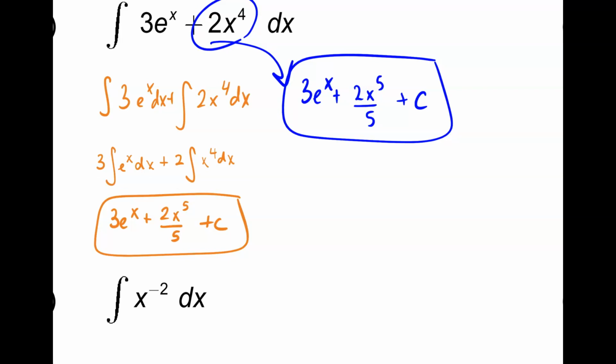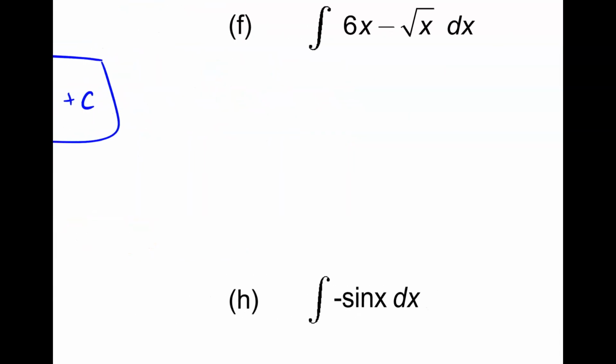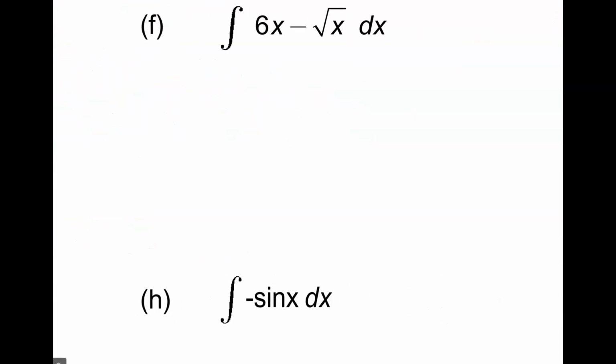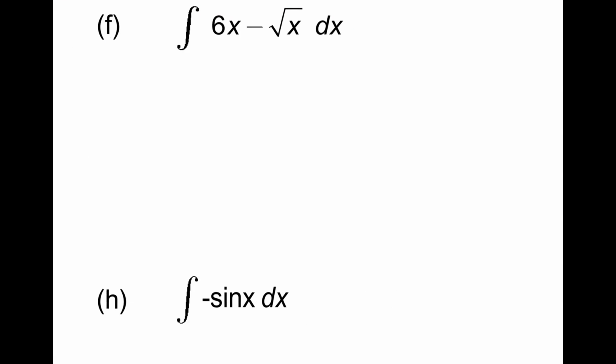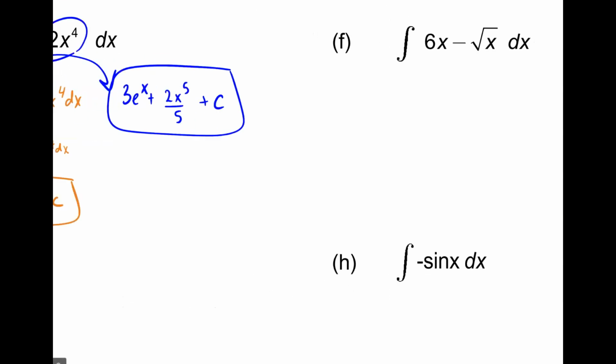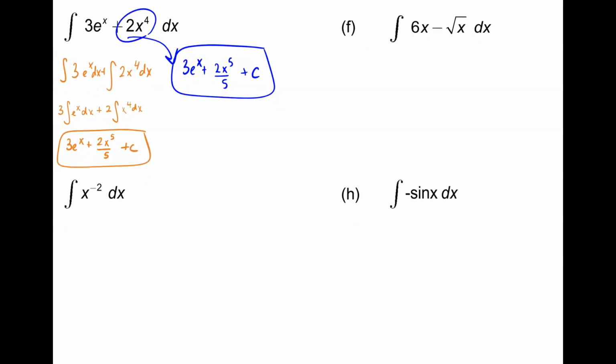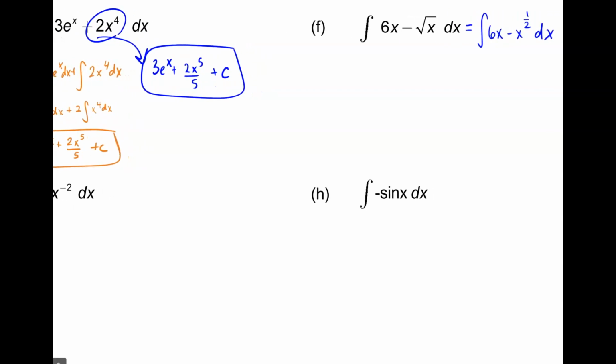All right, let's do f. Integral 6x minus square root of x dx. I'll just rewrite this a little differently. The same thing as saying integral of 6x minus x to the 1/2. It's a tricky one. Tricky trick. And then there's a dx over here. Tricky trick.